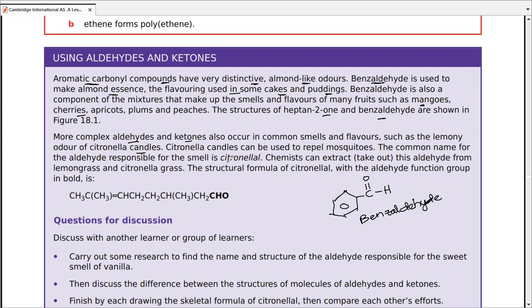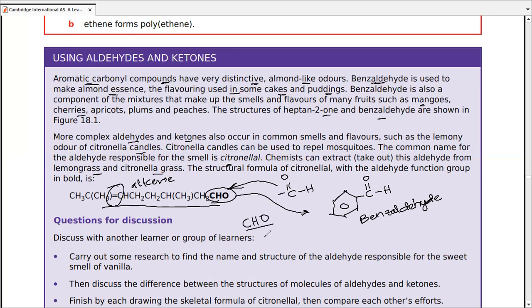Now, the aldehyde responsible for citronella can be taken out of it. Chemists have also extracted aldehydes from lemongrass and citronella grass. Now, you can see this whole thing in front of you. If you look at it, you understand there is a double bond in there. So there is definitely an alkene part over here. And you have this CHO. Remember, this represents the aldehydes. C double bond O H is written in short form as CHO. So wherever you see a CHO, that means we're talking about an aldehyde.